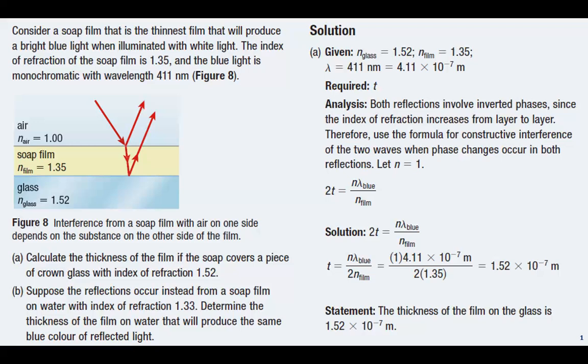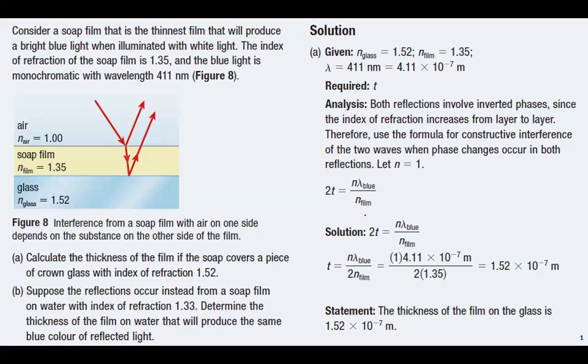Okay, so both reflections involve inverted phases, right? Since the index of refraction increases from layer to layer. Therefore, we can use the formula for constructive interference of the two waves when phase changes occur in both reflections. We can let n equal 1 because we're trying to find the thinnest film, right? So we have 2t equals n times lambda blue over n film. Lambda blue over n film is the wavelength of the blue light in the film. And the distance difference 2t should equal an integer number n times the wavelength of blue light in the film.